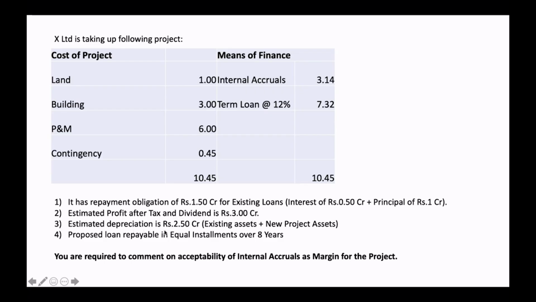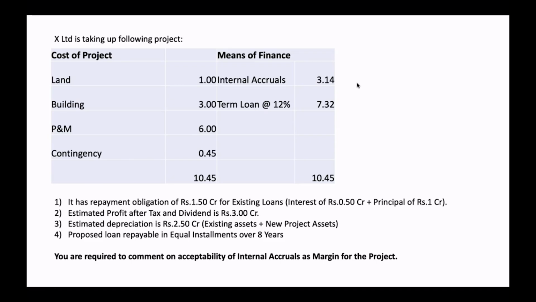Estimated depreciation is 2.5 crore. This is both on the existing asset as well as the new project asset. Then the proposed loan is repayable in equal installments over a period of 8 years. You are required to comment on acceptability of internal accruals as margin for the project, whether these internal accruals can be accepted or not. So how would you take that decision?